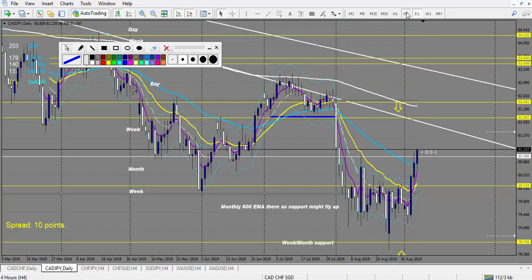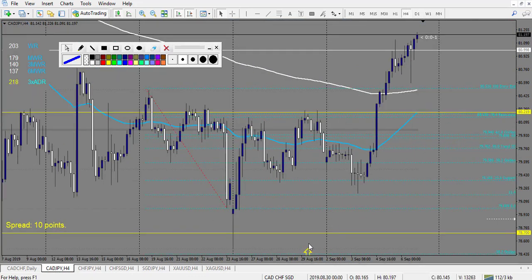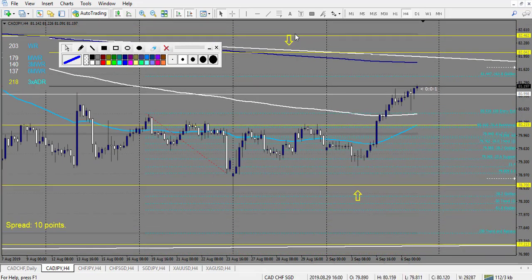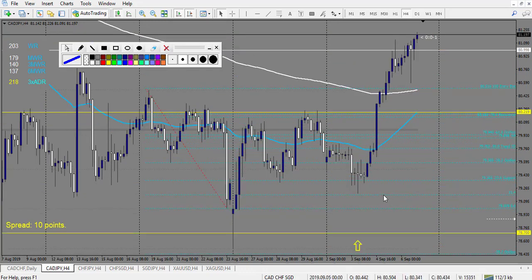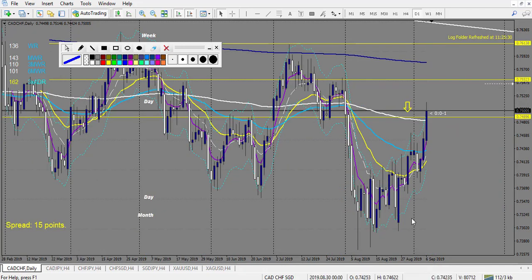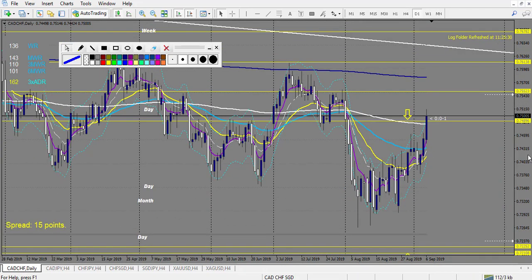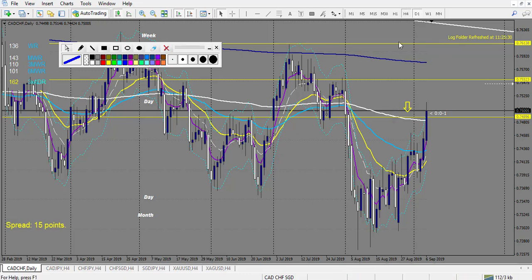CAD JPY, last week. As you can see, the power is up until those levels, which haven't been reached yet. Maybe next week. We have a nice pattern, but there is no line right here, so there is no trade to take. CAD CHF, so we have a level right here, touched on Friday, so we didn't take it.